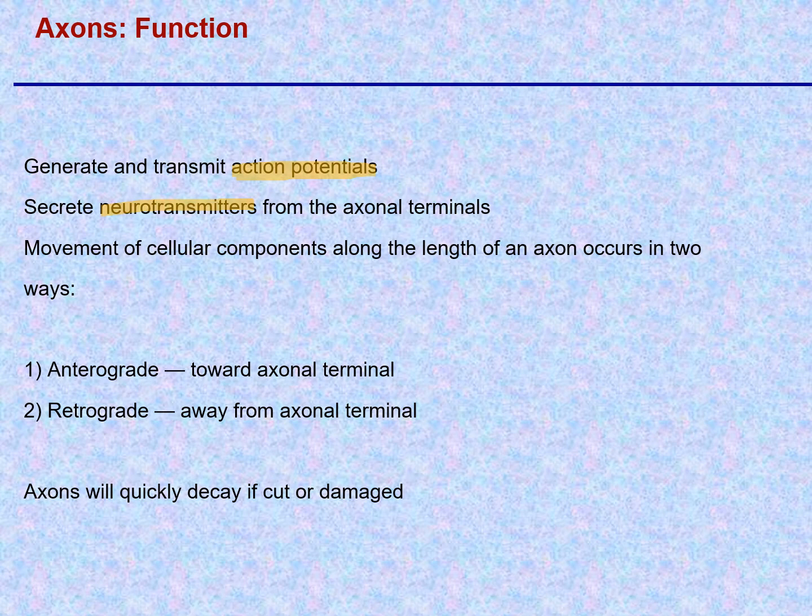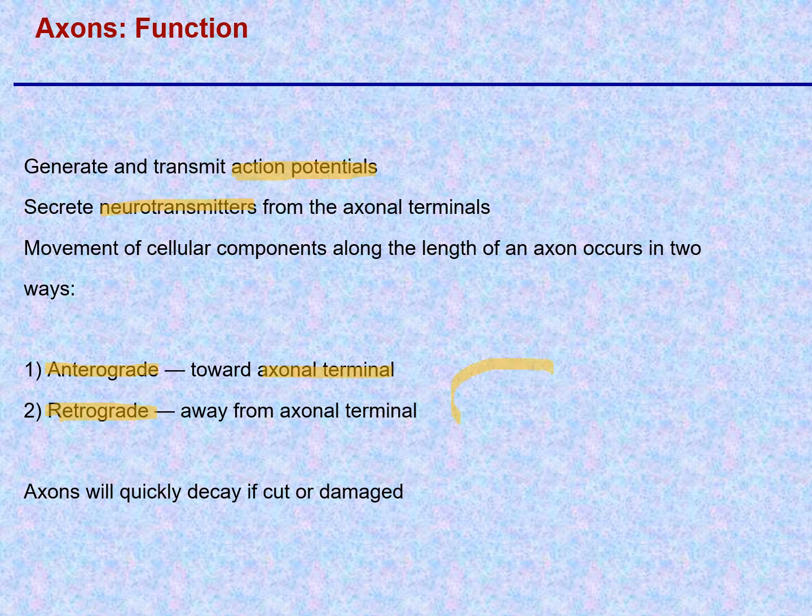There is continuous movement of components of cells along the whole length of the axon in both directions. Down towards the axon terminal is called anterograde, and back away from the terminals towards the cell body is called retrograde movement of particles. But never action potentials. Action potentials only go in one direction, down towards the axon terminal.